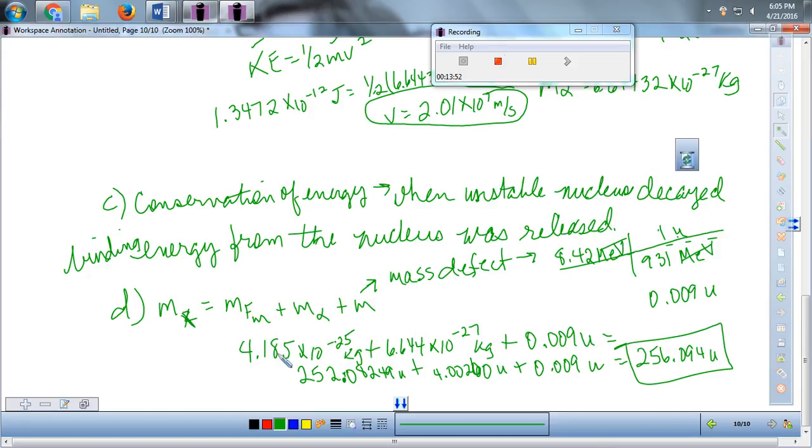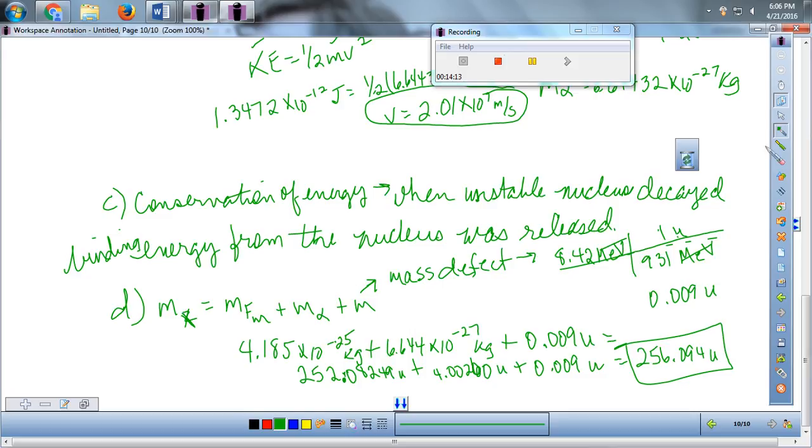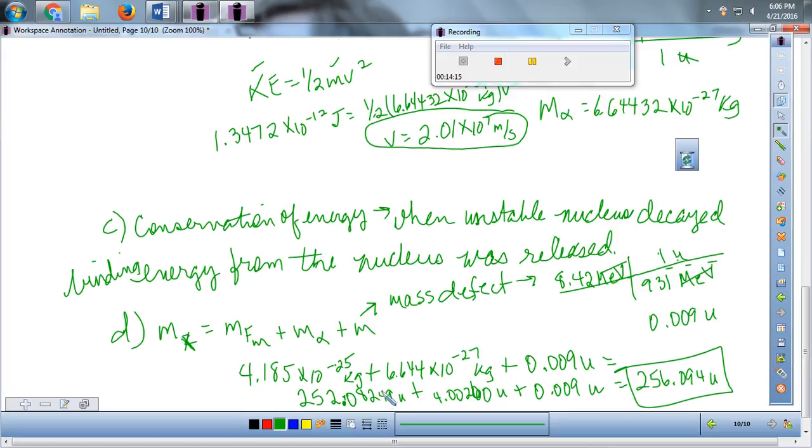All right, so now let's see what else is left to answer. Let me pause again. Okay, so it says, suppose that the fermium-252 nucleus could undergo a decay in which a negative beta particle was produced. How would this affect the atomic number of the nucleus? Explain briefly.